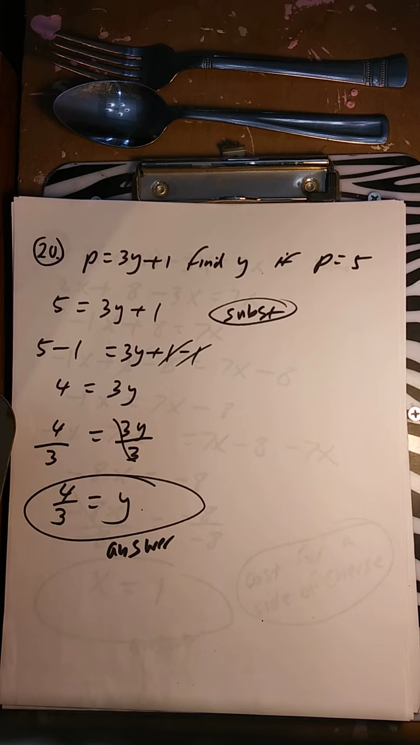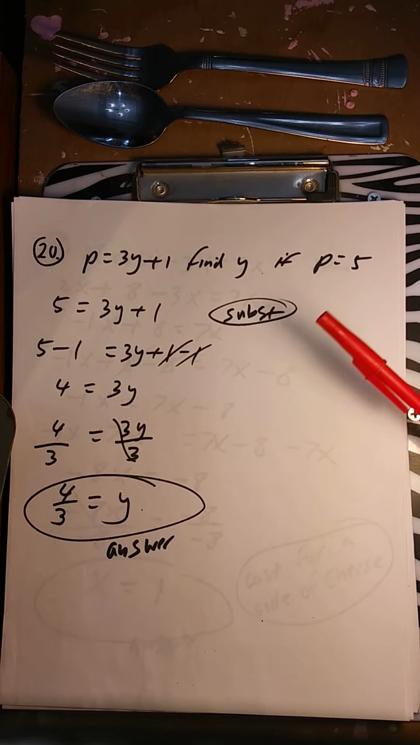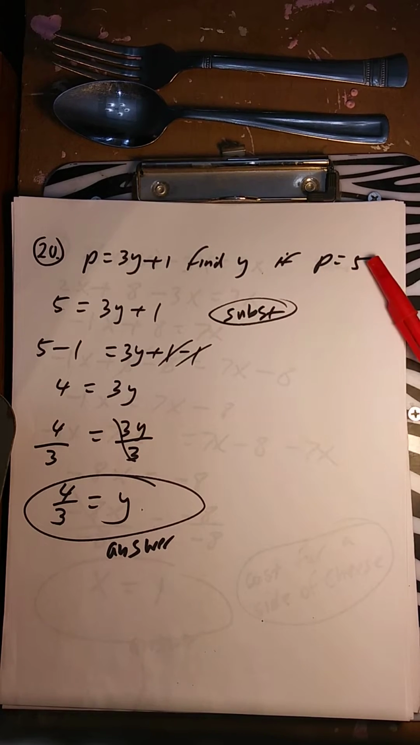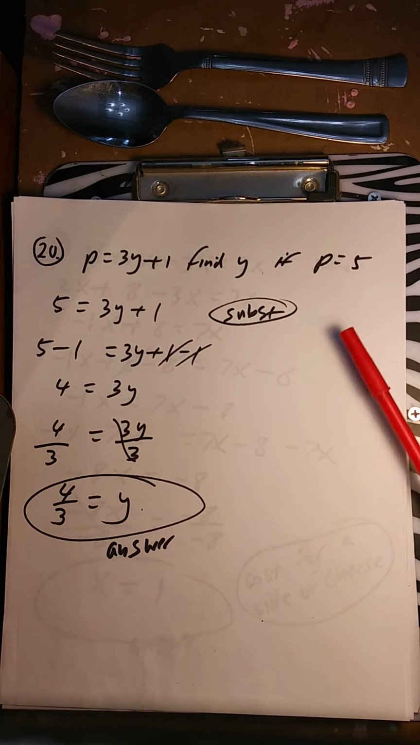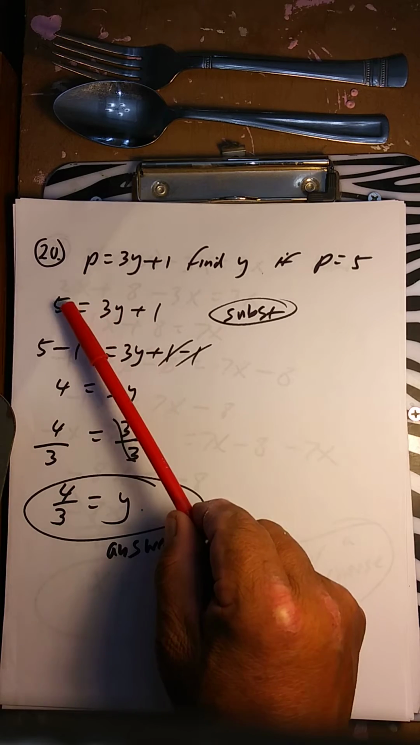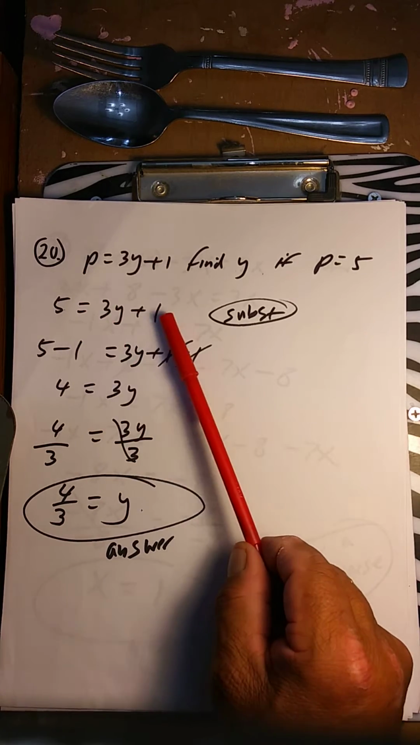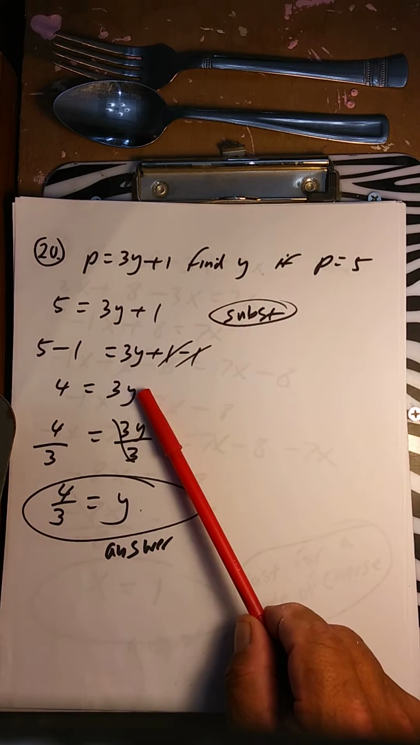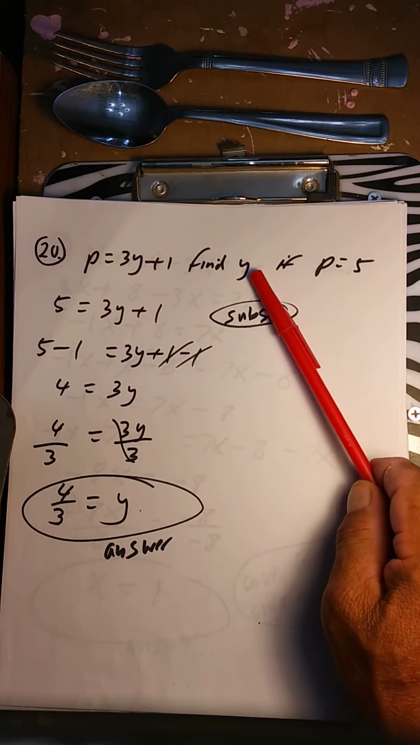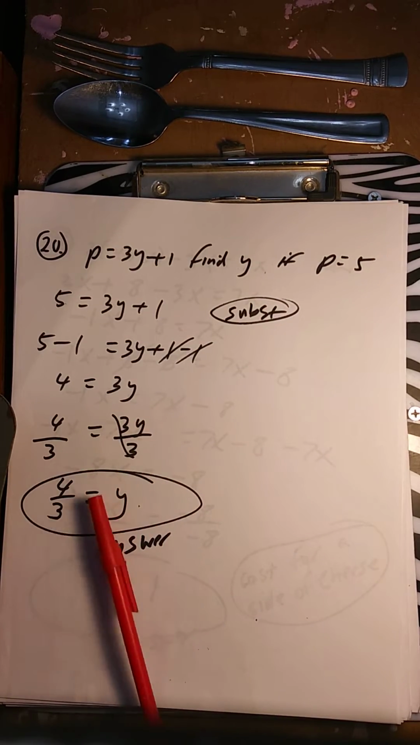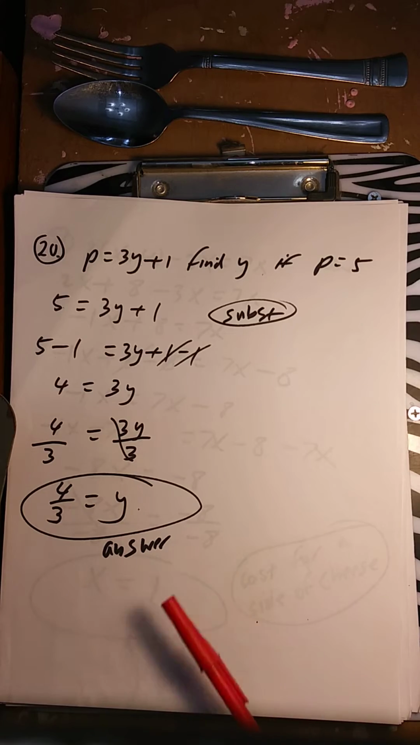All right. Literal equation. Nope, not literal equation. Yeah, just a regular equation. We know that there's a formula. We'll find y if p is this. So p is substituted in there for the p right there. See the p? So now we're going to go minus 1 both sides. So that's 4 equals 3y. We still don't have y by itself because it says find y. So now we divide by 3. So 4/3 equals y.